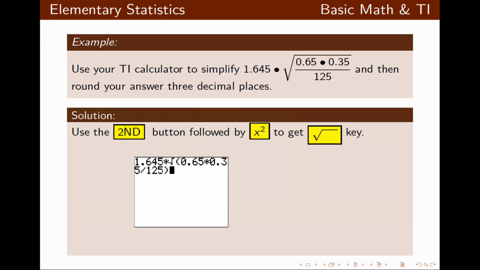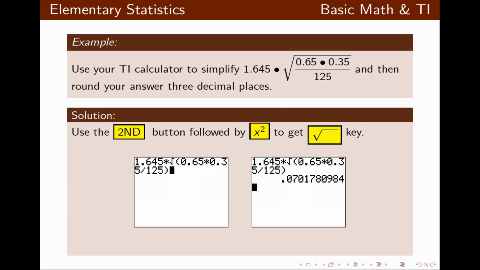So you're going to type in 1.645 times. Now that you need the radical, you're going to press second followed by the x squared command. And now you're under the radical and you're going to type in the rest of it. To execute, you're going to hit enter.